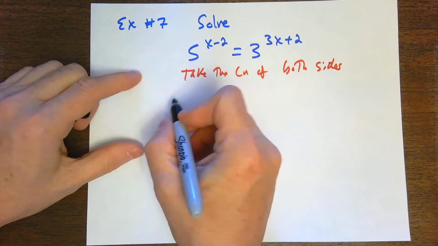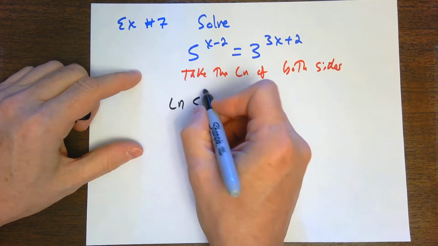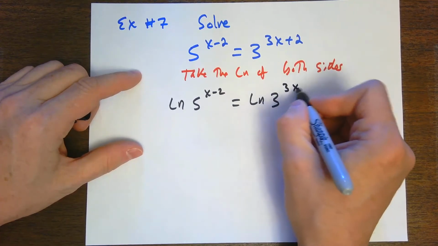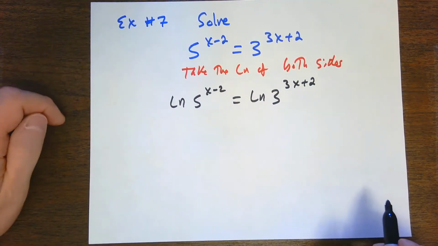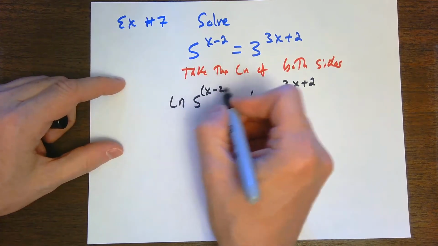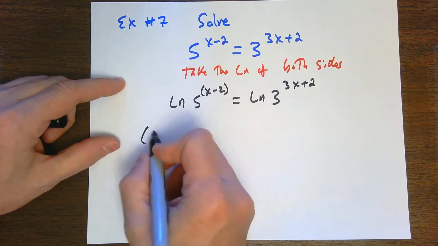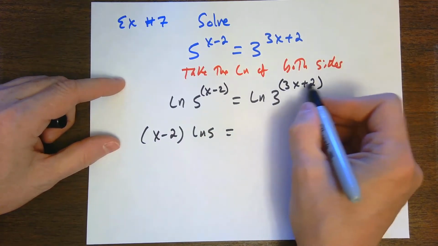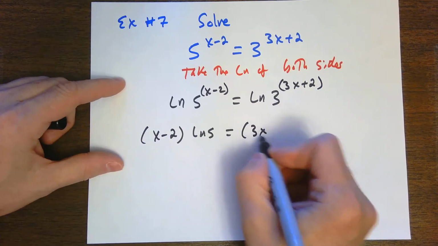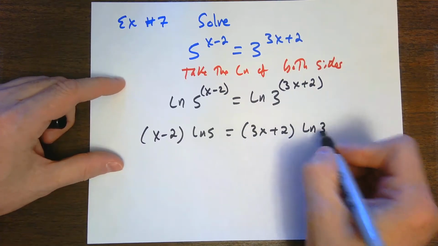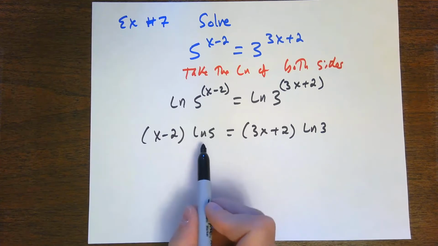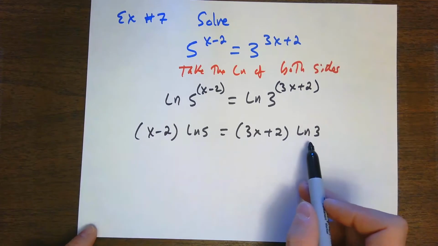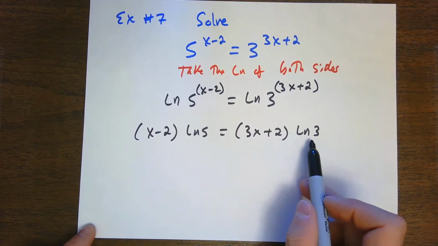As I do, I'm going to get the natural log of 5 to the x minus 2 equals the natural log of 3 to the 3x plus 2. I'm going to use properties of logarithms. This x minus 2, I'm going to bring over here: x minus 2 times the natural log of 5. This 3x plus 2, I'm going to bring out in front: 3x plus 2 times the natural log of 3. I want you to focus on the fact that the natural log of 5 is just some number. The natural log of 3 is just some number.